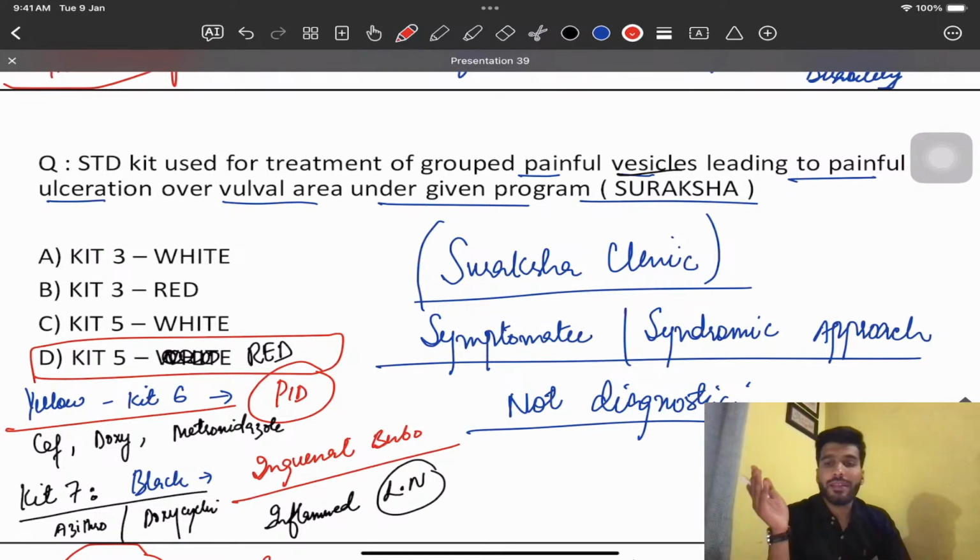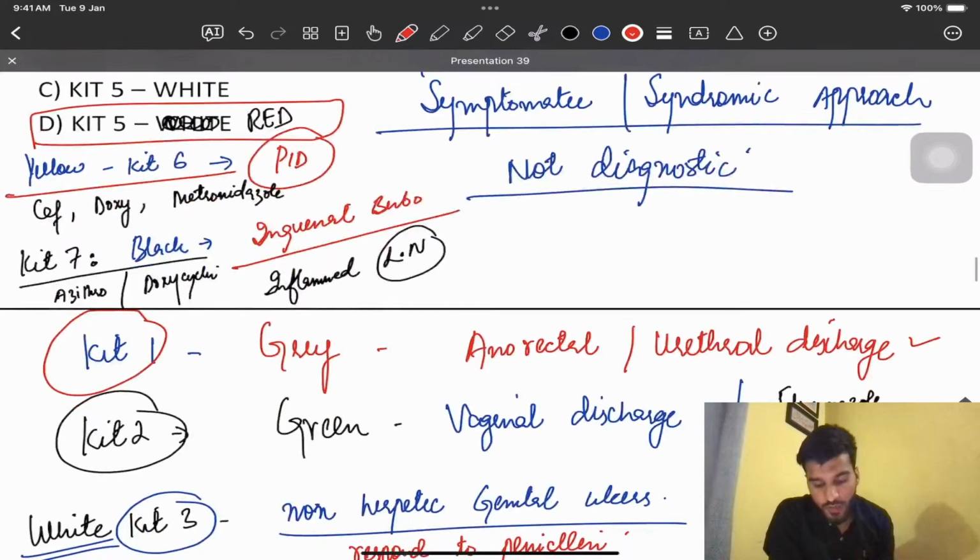So you have to remember all the kits, guys. Let's revise all the kits. First of all, kit 1, which is gray color. Any patient coming with anorectal discharge or urethral discharge, you will go with kit 1 gray. Then any patient complaining of vaginal discharge, you will go with kit 2 green.